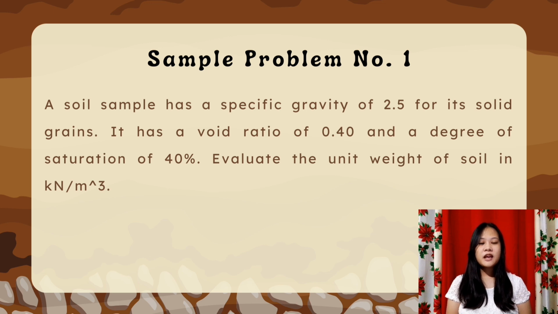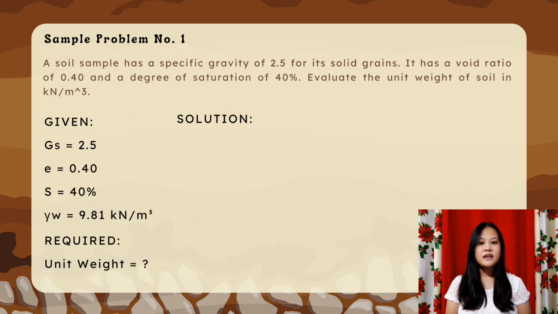Kapag nagsasolve tayo ng mga problems, ang una natin ginagawa ay i-list down yung mga given. Dito, naka-specify na yung mga given, which is yung specific gravity na 2.5, void ratio na 0.40, and degree of saturation na 40%. After that, aalamin natin kung ano yung hinahanap. Ang hinahanap naman sa sample problem number 1 ay ang unit weight, na kailangan ay naka-kilonewton per meter cube.